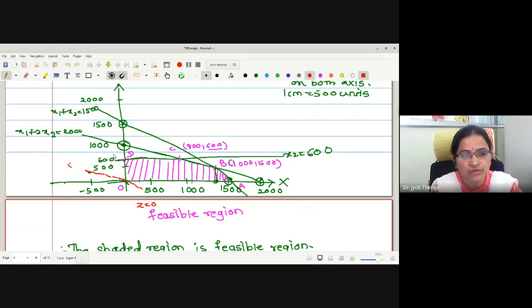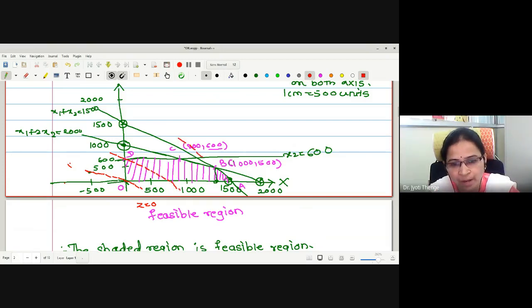Whenever this line overlaps at D, it will give you one value, and whenever it overlaps at B, it will give you another value. At D it gives the value 3000, and at B it gives the value 5500. Therefore, this point B is giving us the maximum value of Z, and hence it will be the optimal solution.